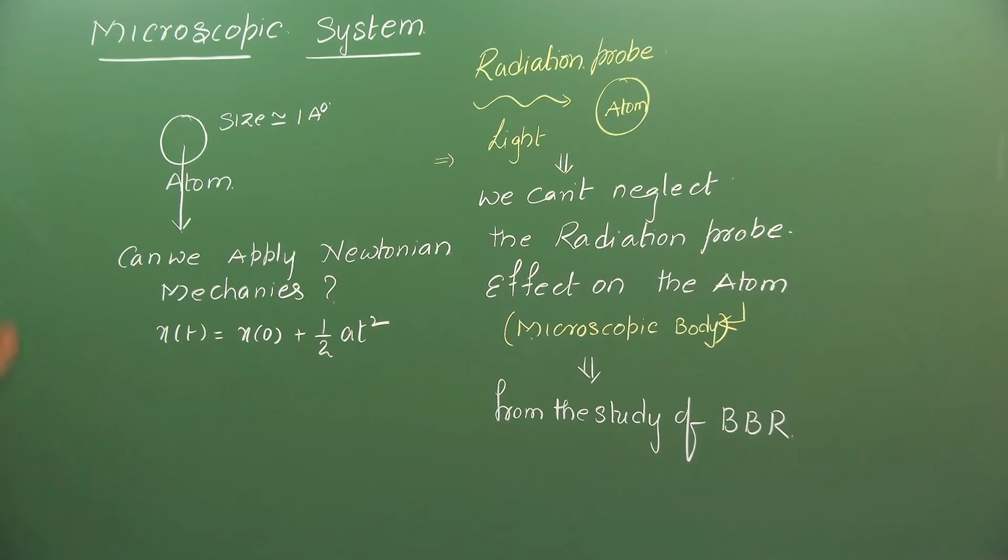Right. So now let us see how this quantum mechanics journey started. One thing you understand from this discussion: at the macroscopic level, whether you consider the light effect or not, there will be no change in the motion of the body, and no change in the experimental results. But at the microscopic level, you must definitely consider the radiation probe effect, because from the study of black body radiation, it's very clear.